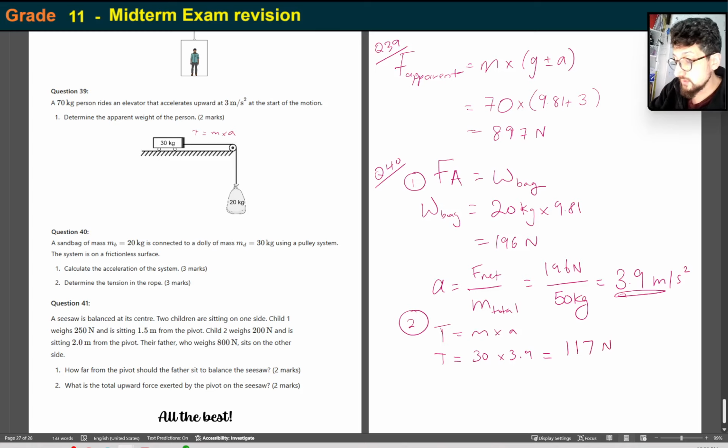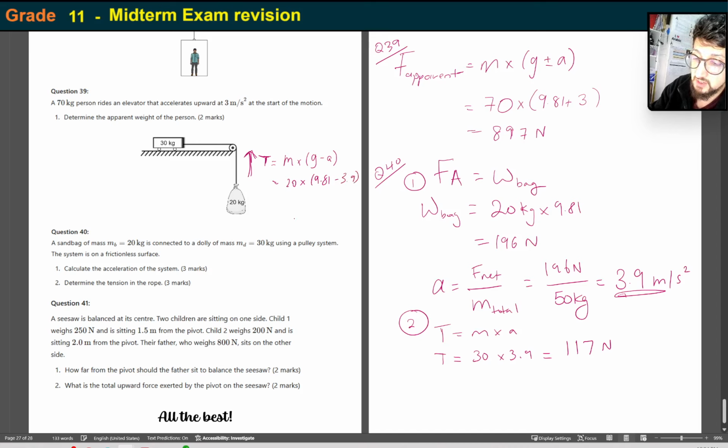Now, there's another way to find the tension as well, because remember, tension is the same across the whole rope. If you're not sure about this, please watch my video on forces on systems. But I can work out the tension using the weight. It's going to be the apparent weight, isn't it, because this is accelerating downwards. The tension is equal to the mass of the bag multiplied by gravity minus the acceleration. So it's going to be 20 multiplied by 9.81 minus 3.9.